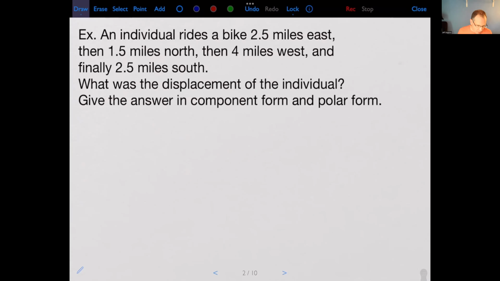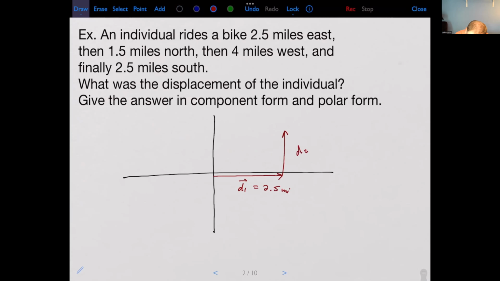All right, so again, I'm going to draw a picture here. I'll just draw a coordinate system. And originally, the person is walking 2.5 miles east. So let's say they start right at the origin, right? So I'll call this D1, displacement 1. It's 2.5 miles, and it's in the east direction. Then they walk 1.5 miles north. So that would be like this. And I'm just adding tip to tail.